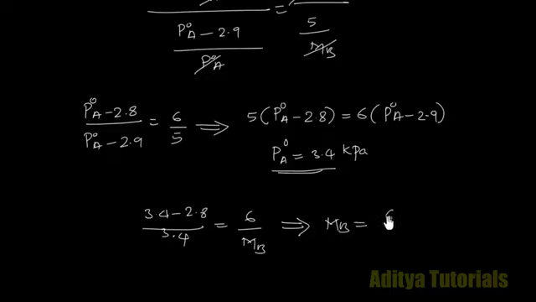6.0 into 3.4 divided by 0.6, because when you subtract these two you get 0.6, and the final answer is 34 grams per mole. This is the molecular mass of the solute dissolved in the given amount of water, students. Hope you understood this. In the next session we are going to discuss the most important term, that is elevation of boiling point.